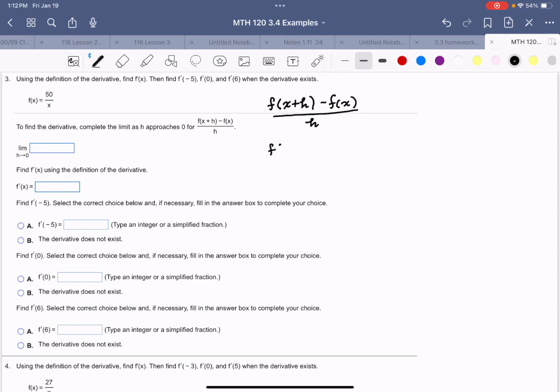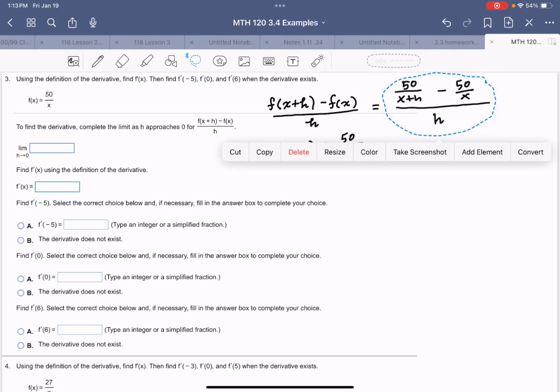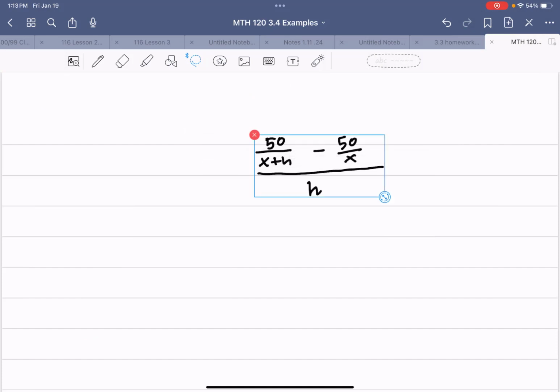Well, f of x plus h will be pretty easy this time because we just have that 1x and we have to replace it with x plus h. So our numerator of this difference quotient is 50 over x plus h minus the original 50 over x, and all of this is over h. So I need to reduce this expression because I can't find the limit with that h in the denominator, because I would end up trying to find a zero denominator, and that's not possible.